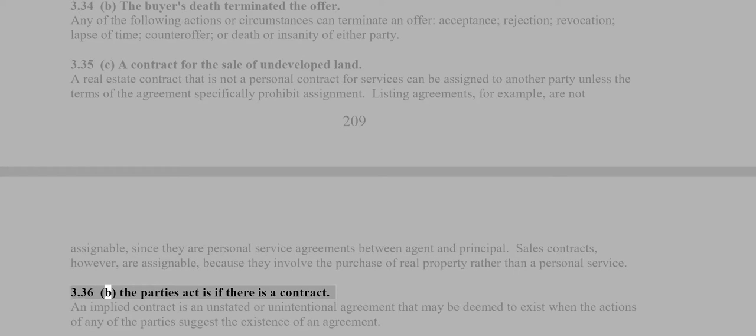3.36 b. The parties act as if there is a contract. An implied contract is an unstated or unintentional agreement that may be deemed to exist when the actions of any of the parties suggest the existence of an agreement.